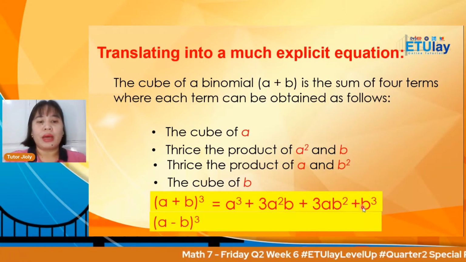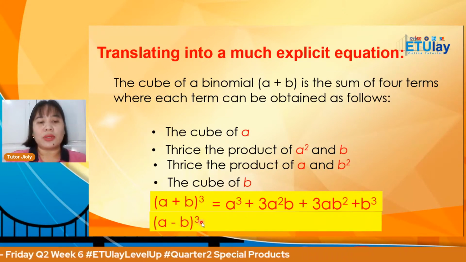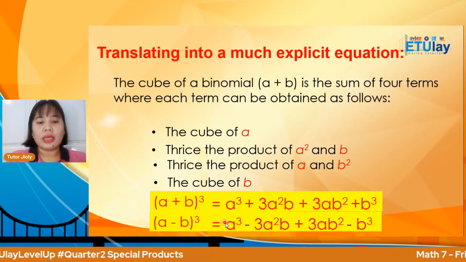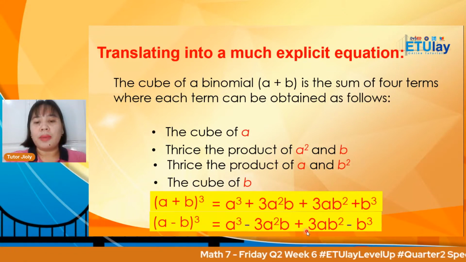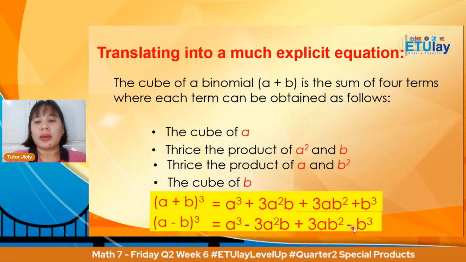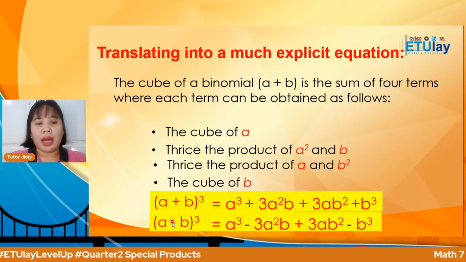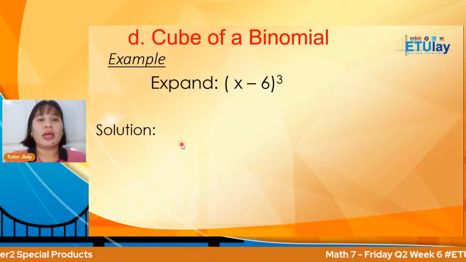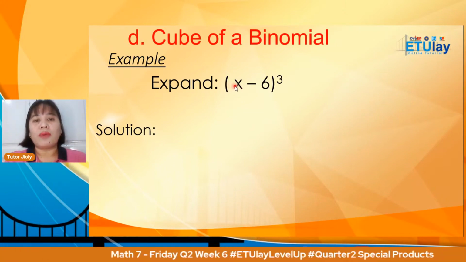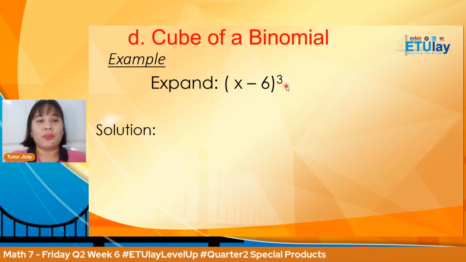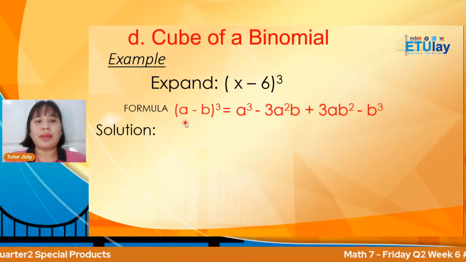Ayan po yan. Okay, then we have quantity of a minus b raised to 3. So, a cube minus 3a squared b plus 3ab squared minus b cube. Ang pagkakaiba lang po nila, yung una po is positive, yung pangalawa po is negative. Okay, so we're going to expand quantity of x minus 6 cube. So, formula natin. Sundan lang po natin mga anak.